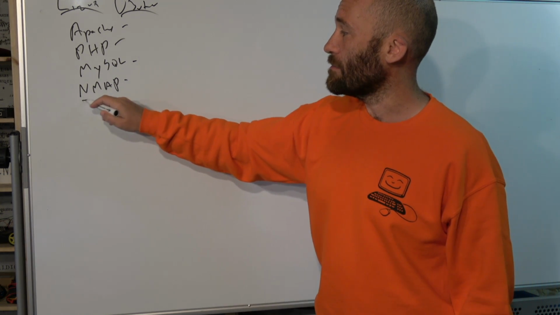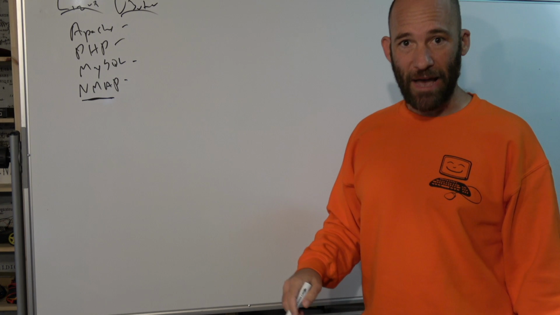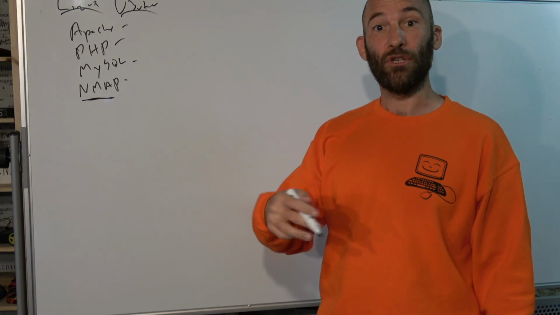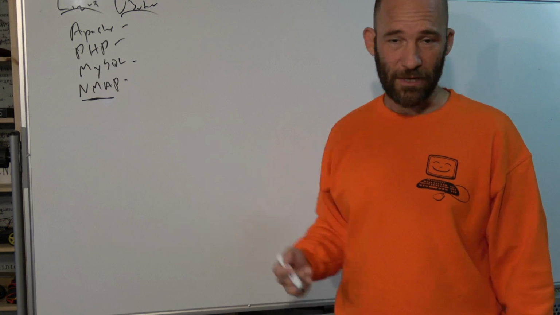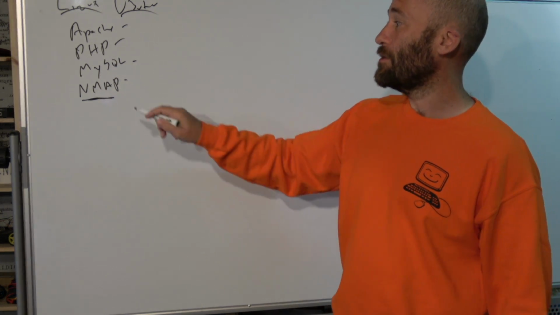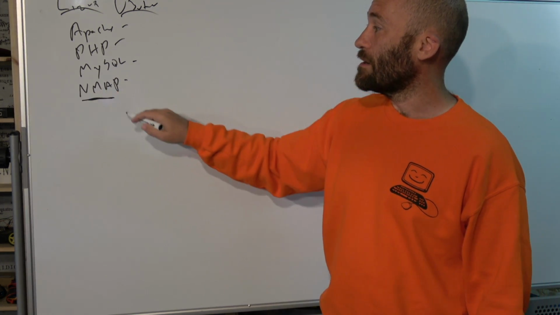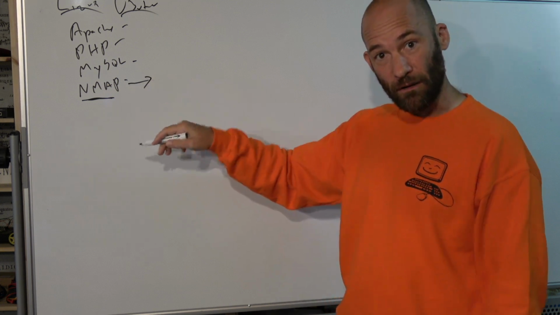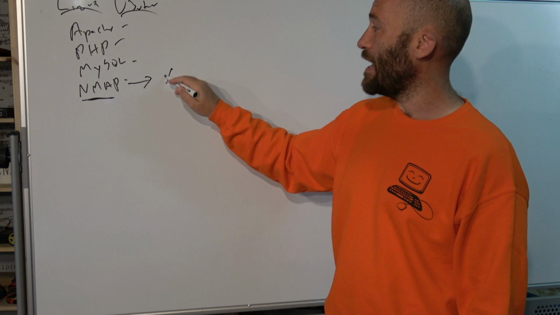So the first thing that we're going to be dealing with is NMAP. Again, when we run NMAP, I would recommend that you run it as sudo nmap and then the rest of the code. But basically what we're going to be doing is running NMAP and then outputting the results of NMAP into an XML file.